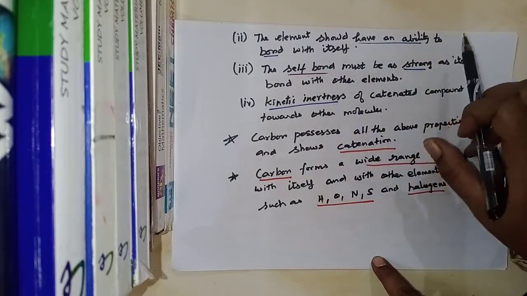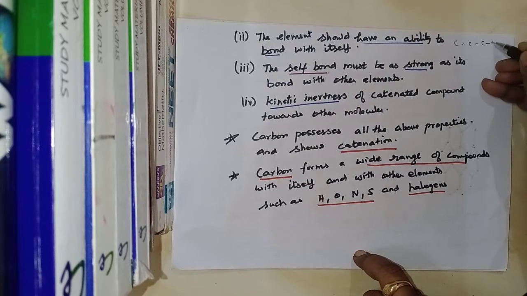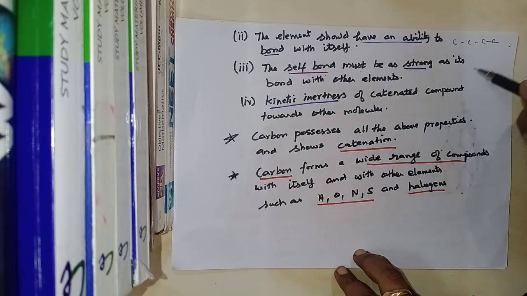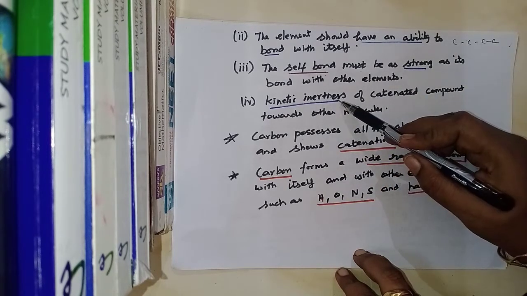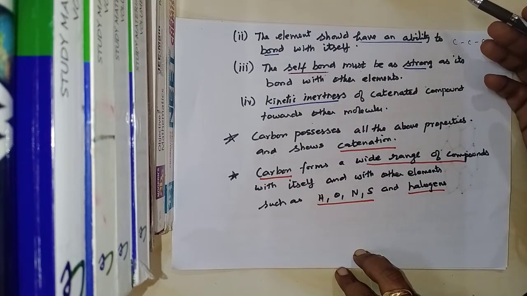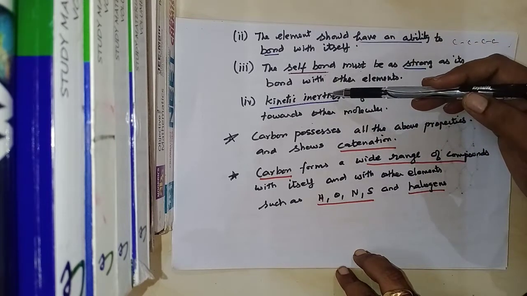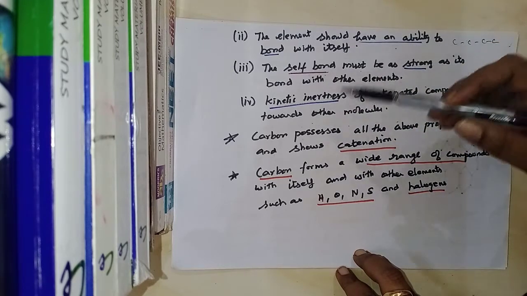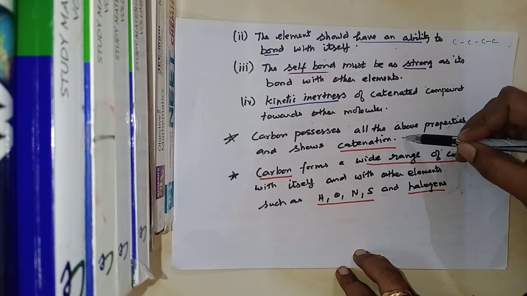The element should have the ability to bond with itself. The self bond must be as strong as a bond with other elements. The element should also have kinetic inertness, meaning it does not take part in reactions with other molecules. These 4 points are the conditions for catenation. Carbon possesses all these properties, so carbon satisfies all 4 and shows catenation.